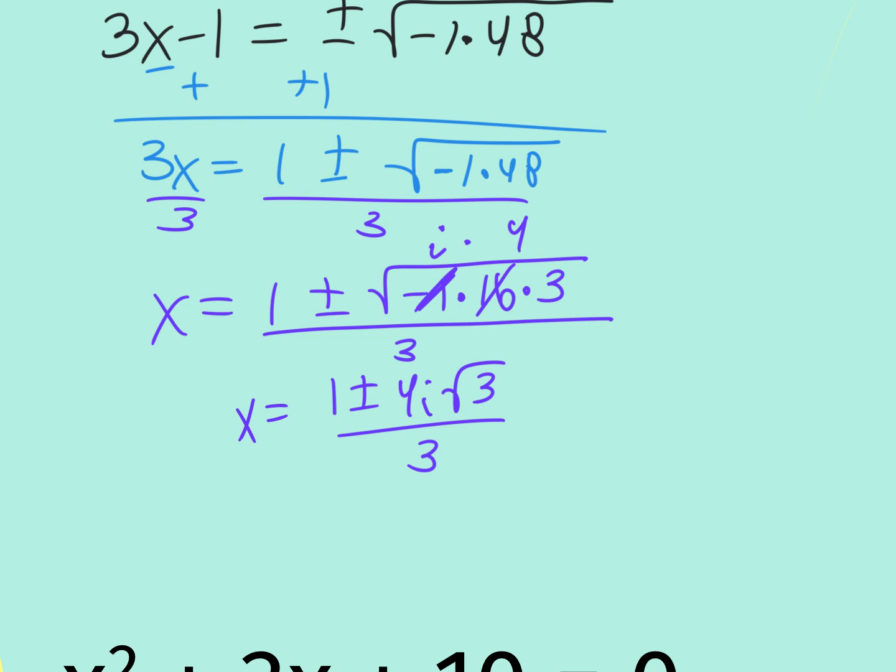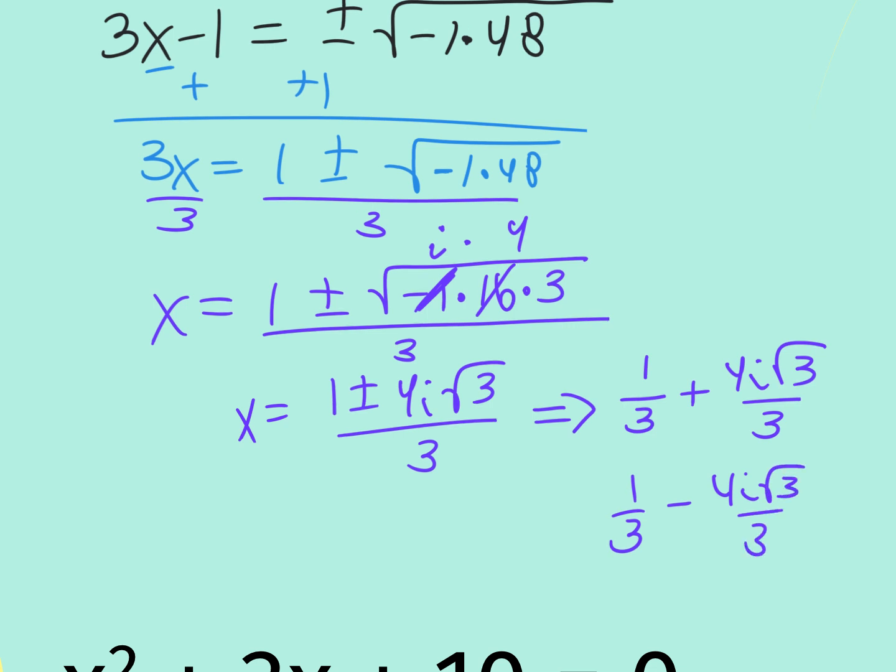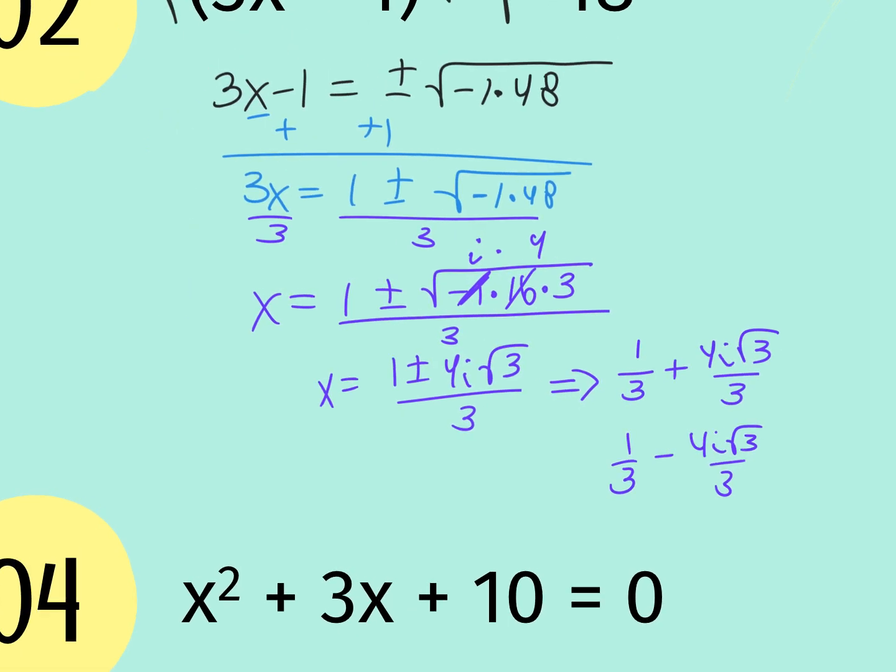I'm perfectly fine with your answer written like that on a test or a quiz. WebAssign, when you guys go to do it in just a few minutes, is going to ask you to pull it apart. They want 1 over 3 plus 4i square root of 3 over 3 and 1 over 3 minus 4i square root of 3 over 3. There's no plus minus button on WebAssign, and you can't write everything all together, so they want you to split it up. Probably a good habit for you all to get into so you can see if anything simplifies at all.